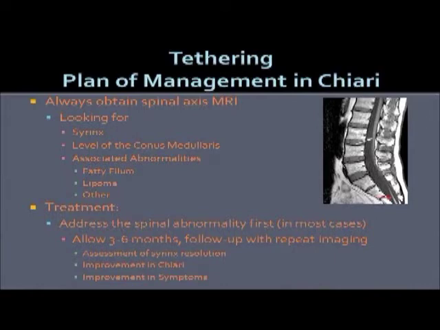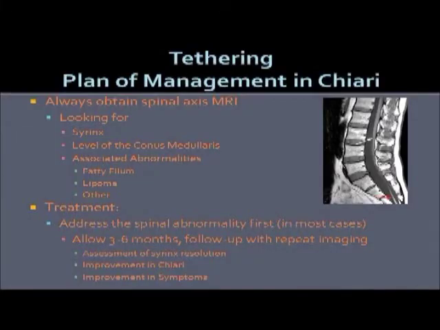So we want to see it, make sure they don't have a syrinx. We want to know the level that the spinal cord is ending to make sure it's at a normal level, that it's not ending low. And then we're going to be looking for any associated abnormalities. Is there fat in the filum? Is there a lipoma? Are there any other abnormalities seen on the imaging that may change the direction that we go? Maybe we would treat the tethering before we would tackle doing a Chiari decompression.